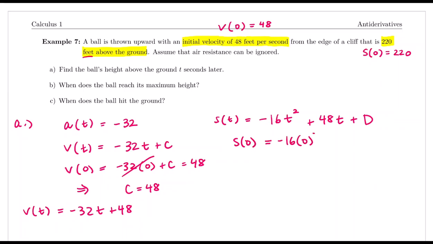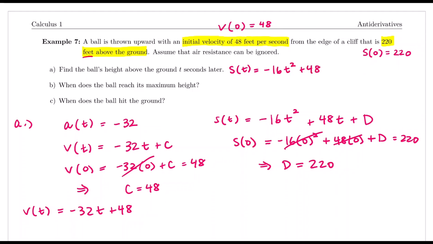Plugging in 0, these will become 0, and we have that capital D is equal to 220. And putting this all together, we get that s of t is equal to negative 16t squared plus 48t plus 220. This is our final answer for part A.